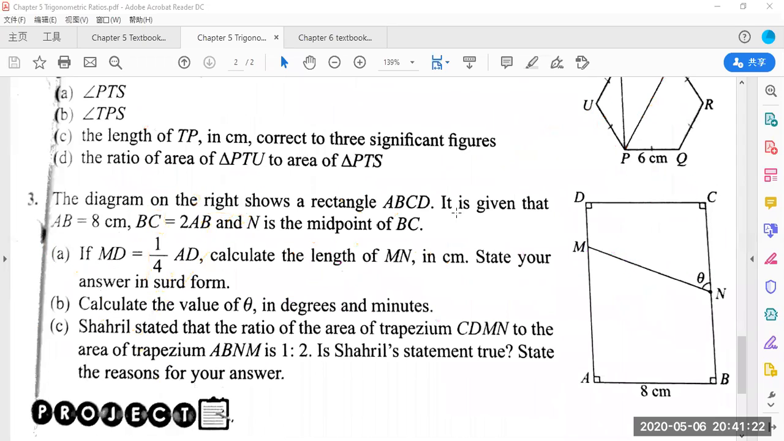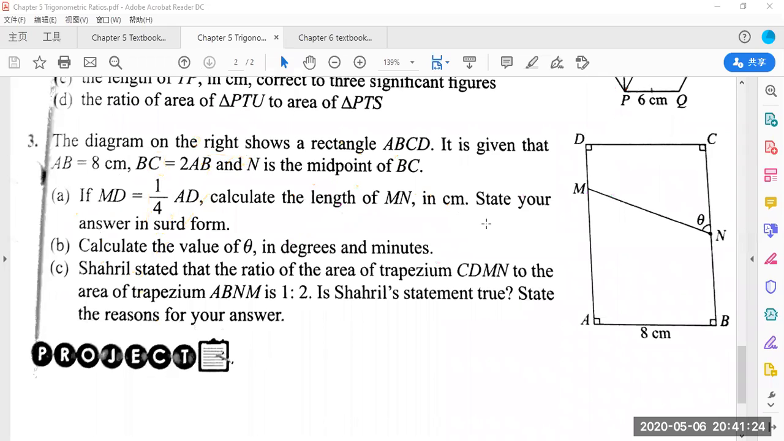So we continue question 3. The diagram shows ABCD, given that AB is X cm and BC equals 2AB, right? So that means BC is equal to 16 cm, and N is the midpoint, right? So this one is half, so this one is X cm.